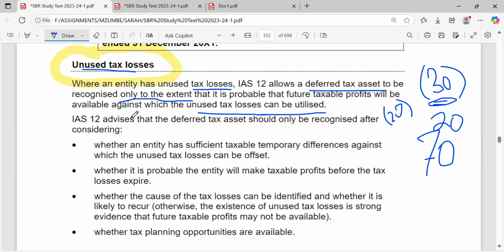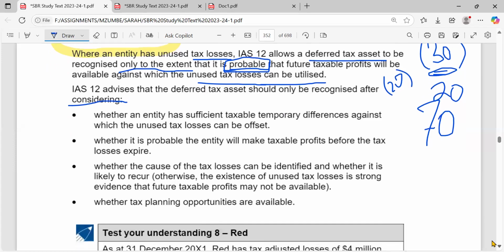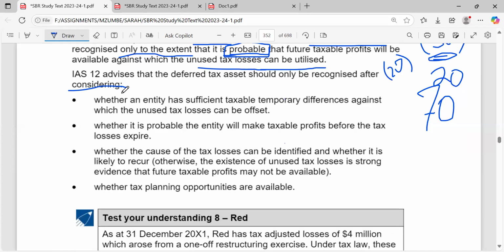So IAS 12 advises that the deferred tax asset should only be recognized after considering the following. All these are just a way of enhancing the probability, to be content that it is really probable. The word probable just means you can be very certain, right? Okay, so what should we follow to be comfortable? We should consider whether an entity has sufficient taxable temporary differences against which unused tax losses can be offset. This number one has already been stated.